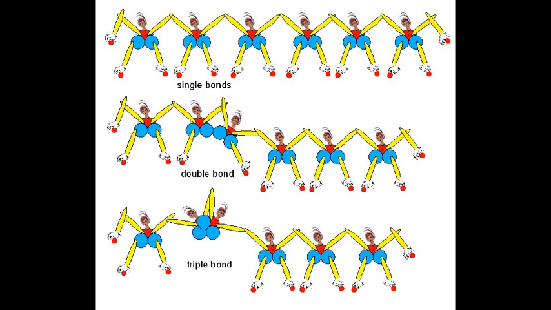Atoms, like people, form bonds with each other. Holding another atom with one hand is a single bond. With two hands is a double bond. The strongest grip is a triple bond, which would be like holding on with hands and feet.